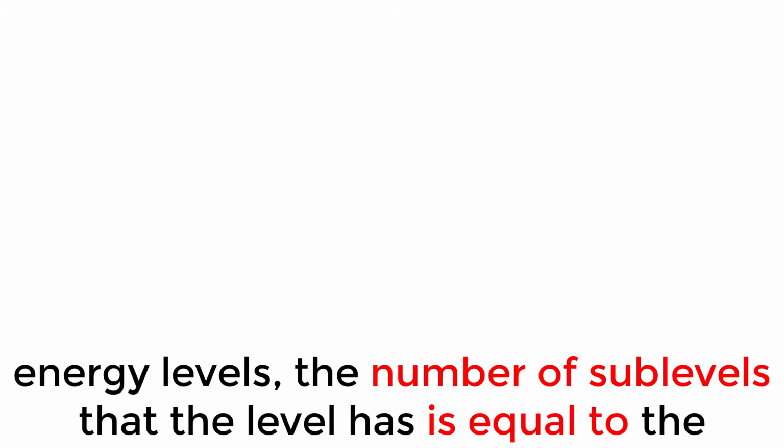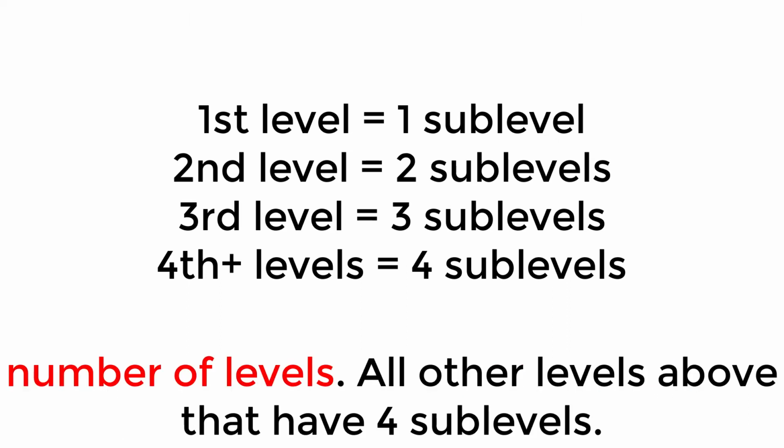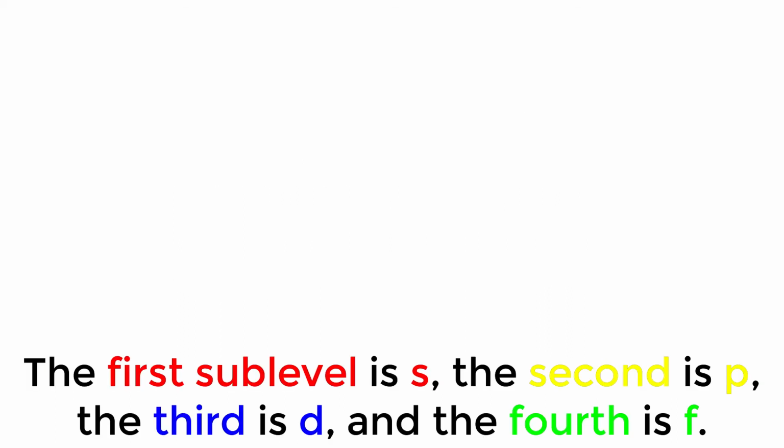For the first 4 energy levels, the number of sublevels that the level has is equal to the number of the level. All other levels above that have 4 sublevels. The first sublevel is S, the second is P, the third is D, and the fourth is F.